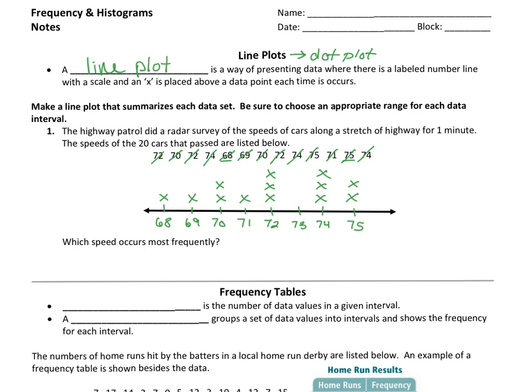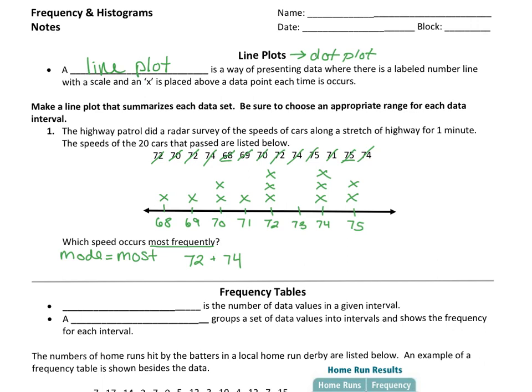So a line plot is just one way we could display data, and it can help us find the median. It can also help us find the mode. And so our modes in this case are, remember, the mode is the one that shows up the most often. So when it occurs most frequently, that would be 72 and 74.